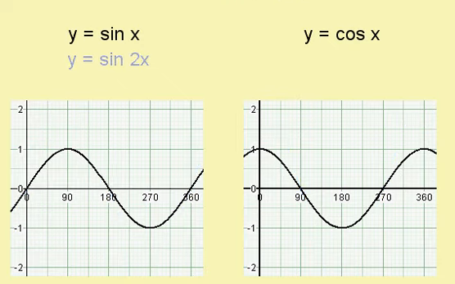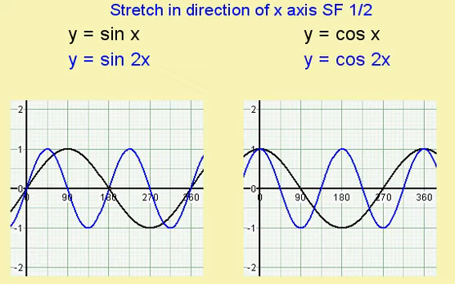Now the graphs of y equals sine of 2x and y equals cos of 2x. We have a stretch in the direction of the x-axis, scale factor 1/2. All of the x-coordinates have halved. If this number was 3, we would have a scale factor of 1/3. If this number was 1/2, we would have a scale factor of 2 and all of the x-coordinates would double.